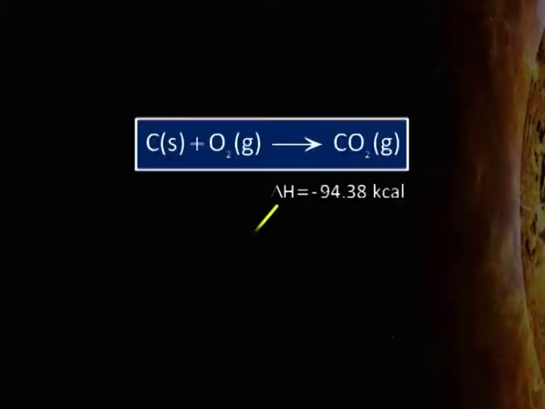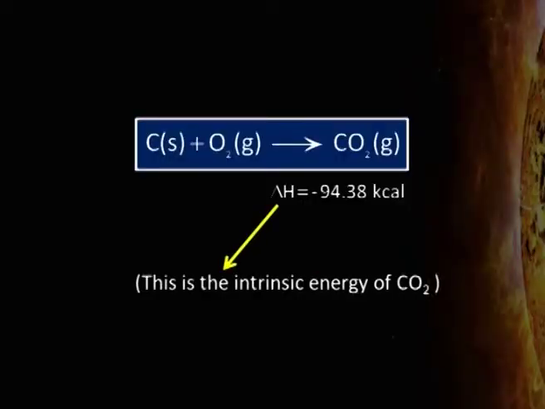It means when 1 mole of carbon dioxide is formed from its constituent elements, its energy is 94.38 kilocalories less than its constituent elements solid carbon and gaseous oxygen. This is the intrinsic energy of carbon dioxide. If we assume the intrinsic energy of free elements in their standard state to be equal to 0, then the intrinsic energy of the compounds can be calculated in form of enthalpy of formation of that compound. Hence, internal energy of the substance and intrinsic energy of the substance should not be confused.